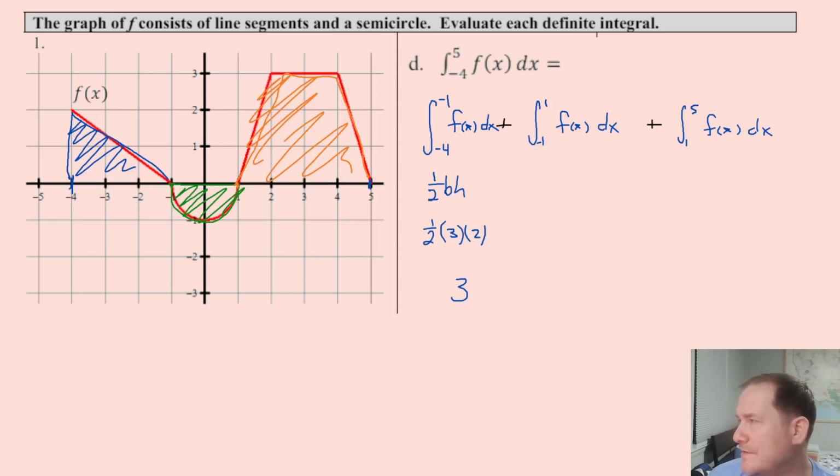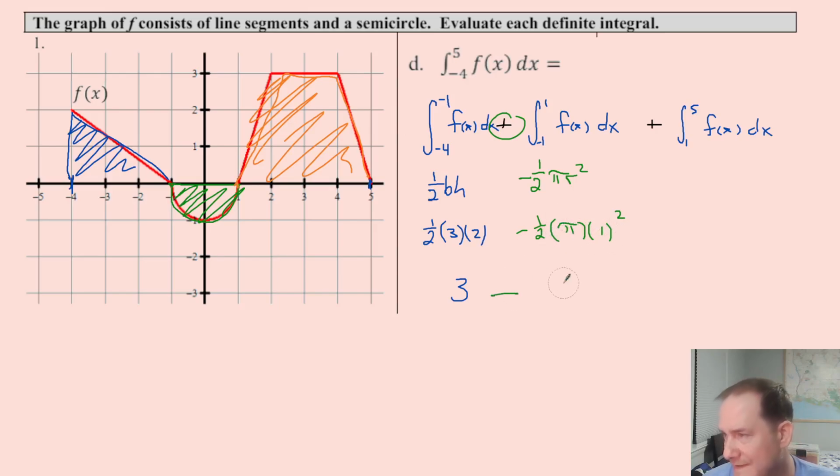Then in the middle, the green guy. Now I know I said plus up here, which is right. I do want the sum of all these integrals, but remember that this guy is under the x-axis, so that guy's going to be negative automatically. So this guy's going to want to be -1/2 of pi r squared. And our radius seems to be only 1, so it'll be pi times 1 squared. And that means we're looking at just pi over 2, so it'll be minus pi over 2.